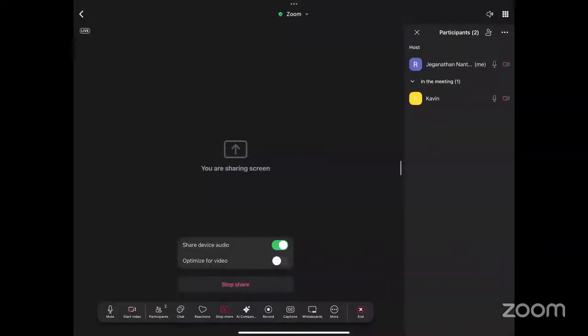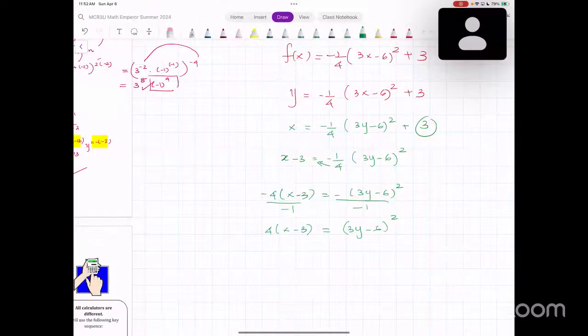So Kevin, what should I do to get rid of the square? Wait, I can't see your screen. Oh no, what happened to my screen share? Okay, so this is done, screen share. Okay. Okay, here we go.